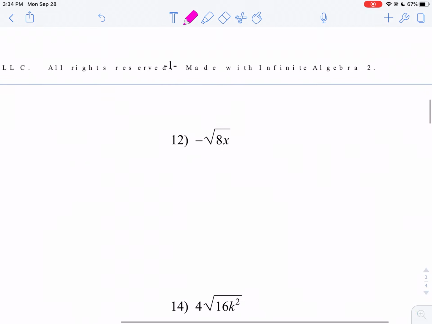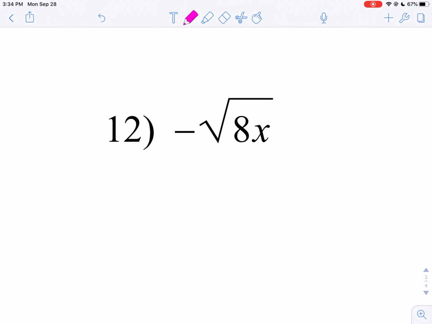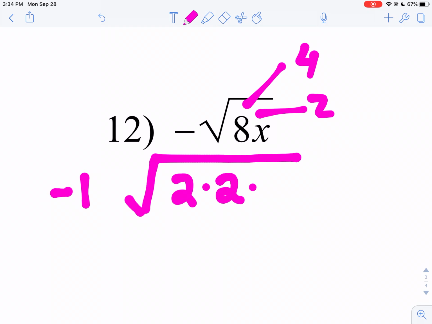Let's do this one here, number 12. All right, so here you have a negative outside the radical. That means that your coefficient or your outside number is a -1. And then you are working with the second root because there's no number for the index, so I know it's a 2. And I'm going to break down 8x, okay? So I know that 8 is 4 times 2, and I know that 4 is 2 times 2, okay? And I have another 2 for the other 2, all right?